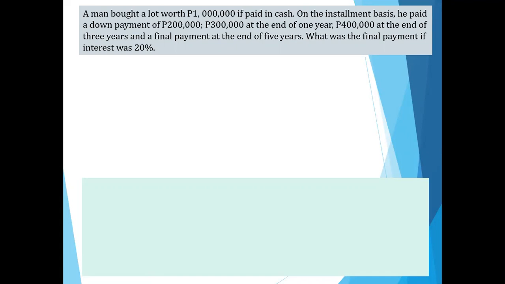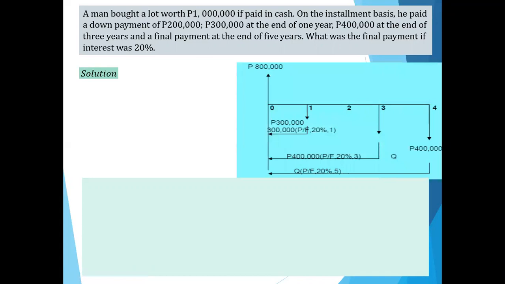If you look at the given, if it is paid in cash, the lot is only worth 1 million. So the buyer settled for installment basis. He paid a down payment of 200,000, then at the end of 1 year, 300,000, and at the end of 3 years, 400,000, and a final payment at the end of 5 years, but it bears an interest of 20%. So for our solution, this is now our cash flow.